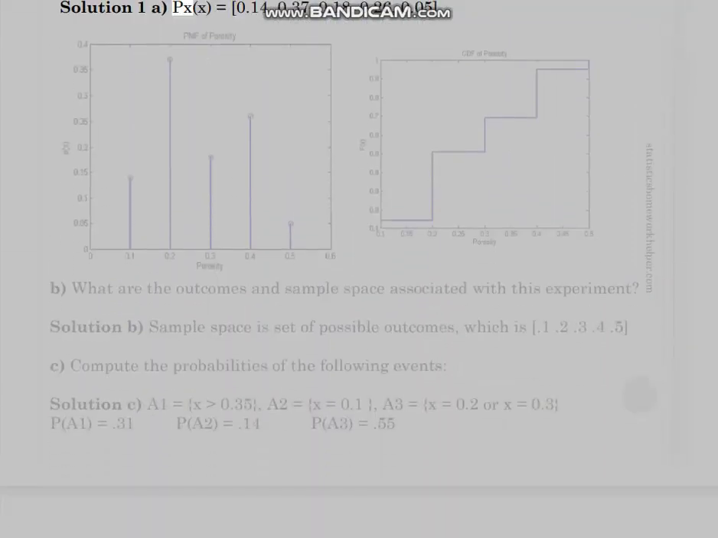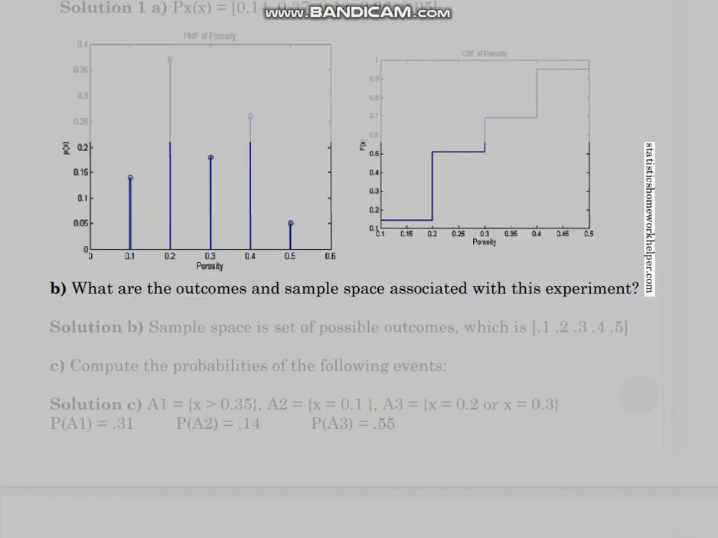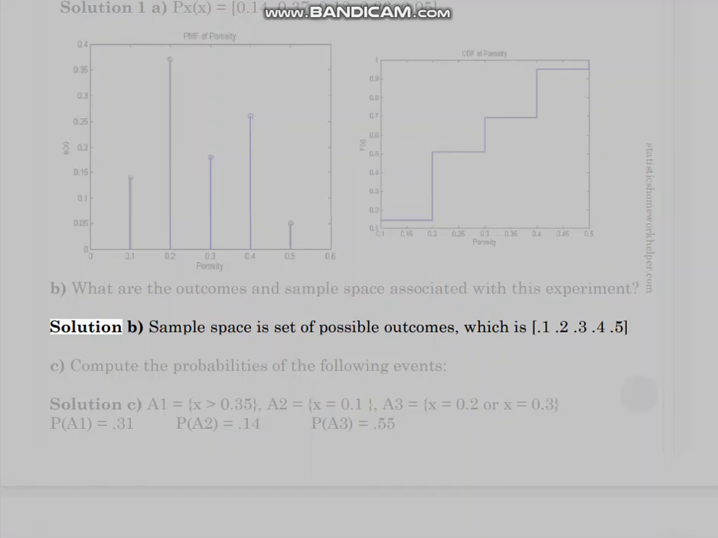Solution 1A. P(x) equals 0.14, 0.37, 0.18, 0.26, 0.05. B. What are the outcomes and sample space associated with this experiment? Solution B. The sample space is the set of possible outcomes, which is 0.1, 0.2, 0.3, 0.4, 0.5.